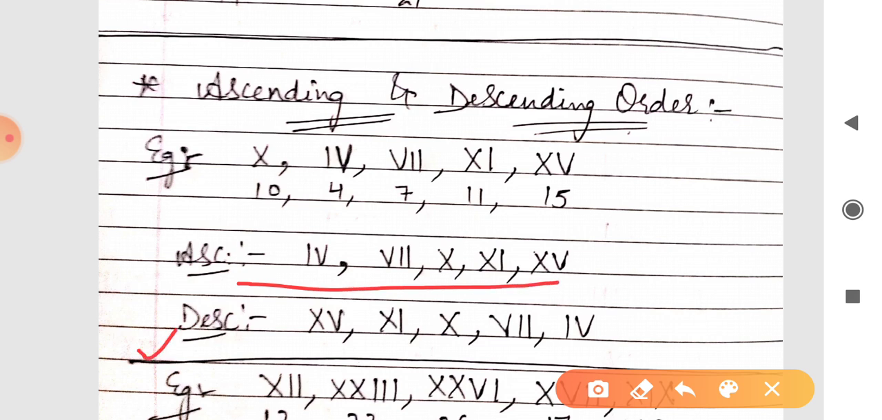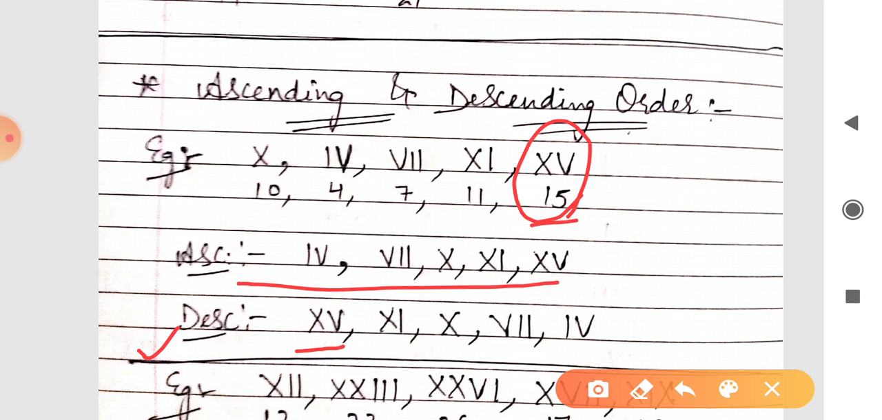And now we will arrange these numbers in descending order. In descending order, we always arrange numbers from largest to smallest. So the largest number is 15. So write here XV because its Roman numeral is XV.